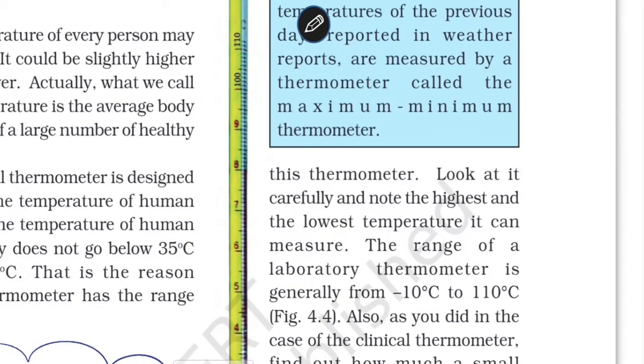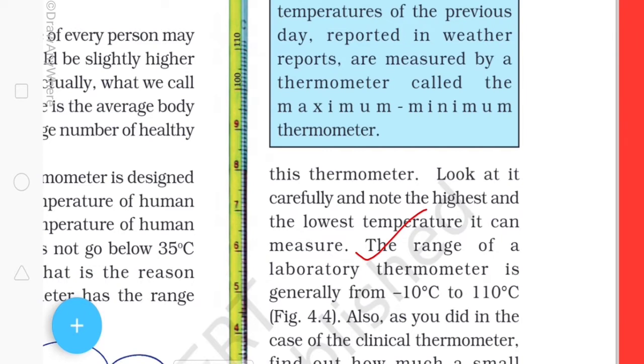The range of the laboratory thermometer is generally from minus 10 degrees Celsius to 110 degrees Celsius. So imagine, minus 10 degrees Celsius, that means it is very low. That means we can use the laboratory thermometer to measure very low temperature. Very cold temperature can be measured, and also very high temperature can be measured, which is 110 degrees Celsius.